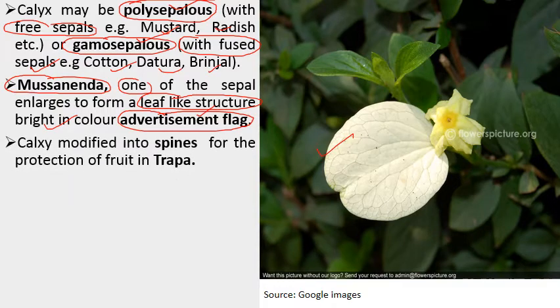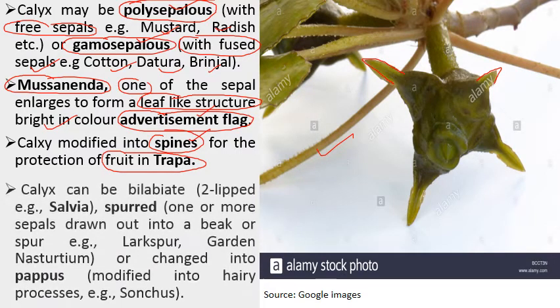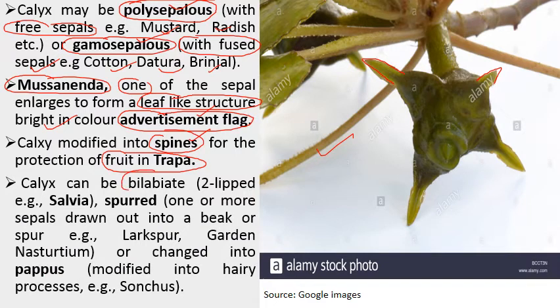to attract the pollinators. Calyx may be modified into spines in some plants. For example, we have fruit of trapa. इसमें जो calyx हैं, sepals हैं, वो spines में modify हो जाते हैं to protect the flower fruit of trapa. This is the fruit of trapa. और ये जो structures हैं, these are the modified sepals which are modified into spines.